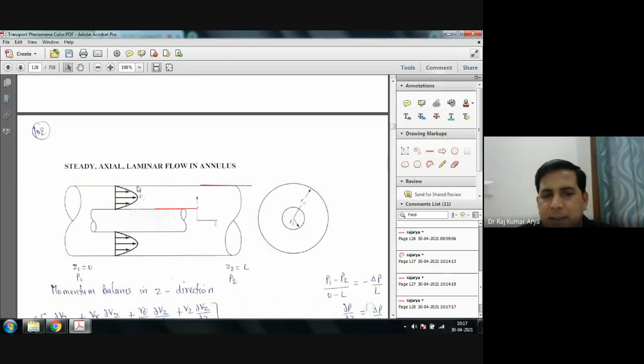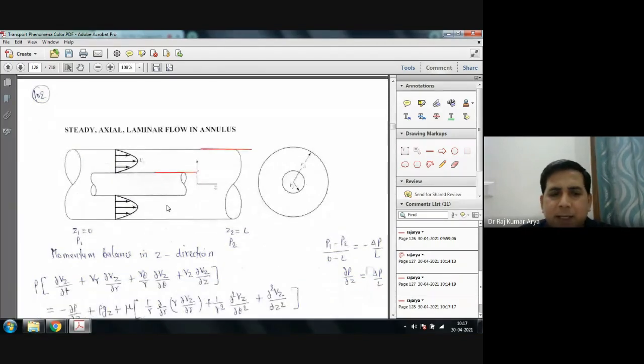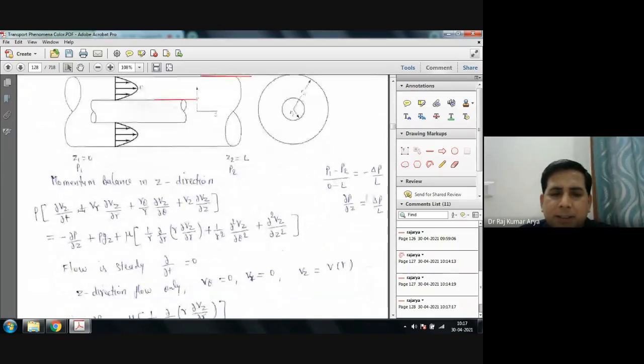Let's say we want to do it for the annular side. For the annular side, again, things are the same as we did previously. I will explain only the boundary conditions.